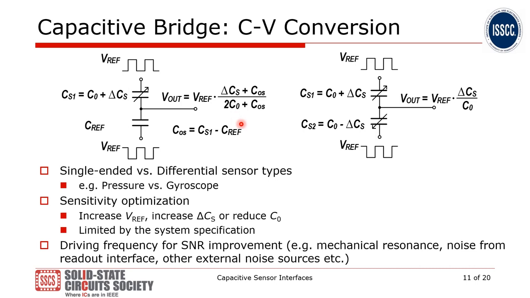And in some applications, we also need to consider the driving frequency for SNR improvement. As an example, we should drive the sensing structure at mechanical resonance for noise reduction. Another example is to operate the sensing system at a frequency band away from the external interference, like the 50 or 60 Hz light frequency.